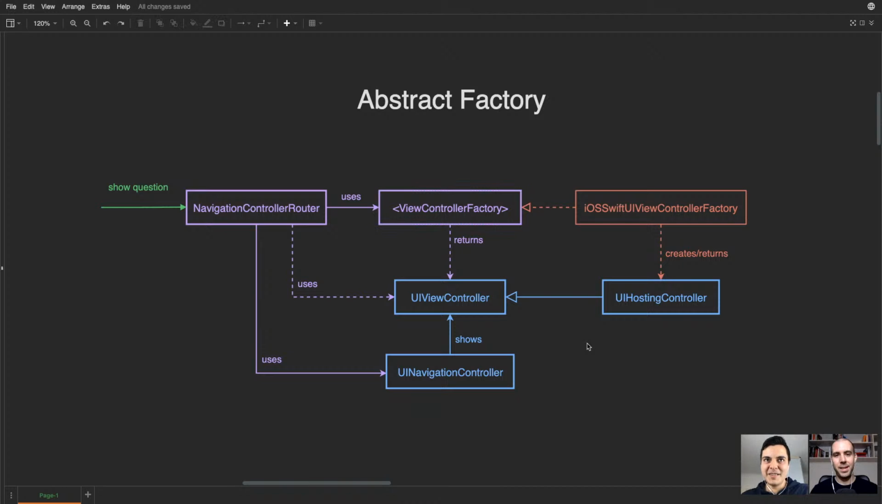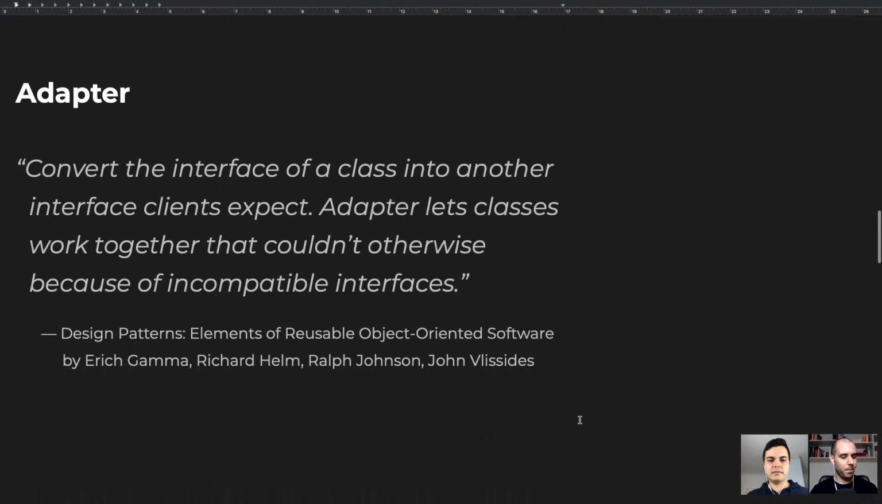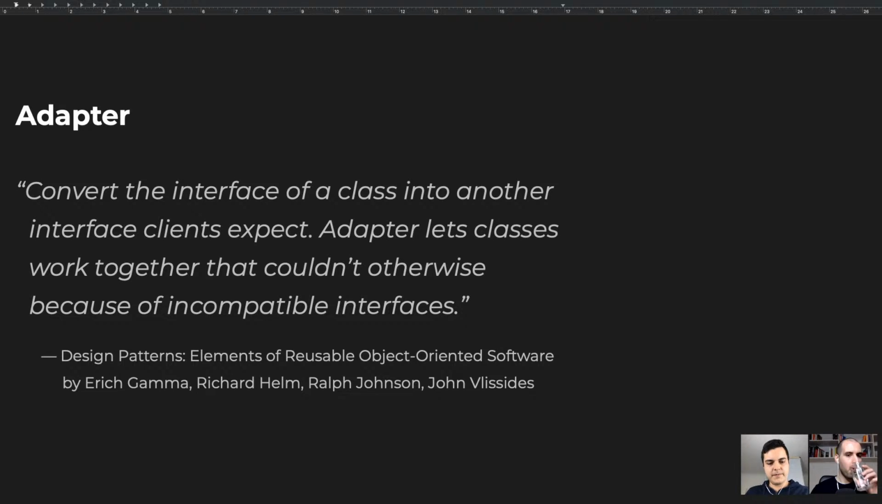All right, back to the implementation. What other alternatives do we have instead of an abstract factory? A simpler way to integrate components is to use the adapter pattern. The adapter pattern converts the interface of a class into another interface the client expects. So it lets classes work together that couldn't otherwise because of incompatible interfaces. So let's see it in practice.